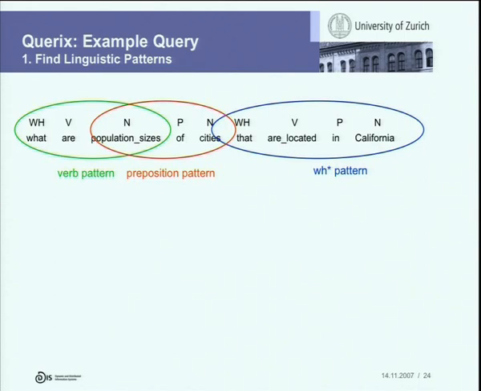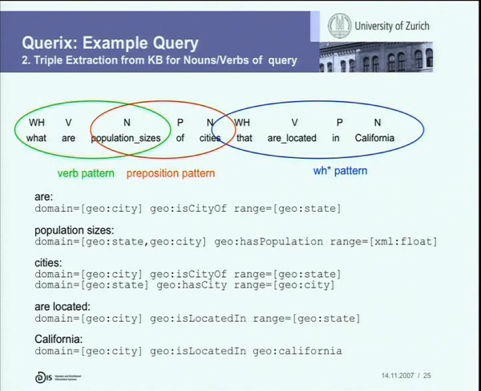And we have a WH pattern, like one of the W words, that are located in California. What we're now trying to do is construct all the triple-based relationships that we can construct from these things that we found here. And we're trying to match them against the triples which we found, the relationships in the knowledge base that have these words in them. So let's go to the knowledge base, and we found all these relationships that have at least one of those words in them that are in the query. So we have R, something like a relationship between a domain, which is a city, is city of.